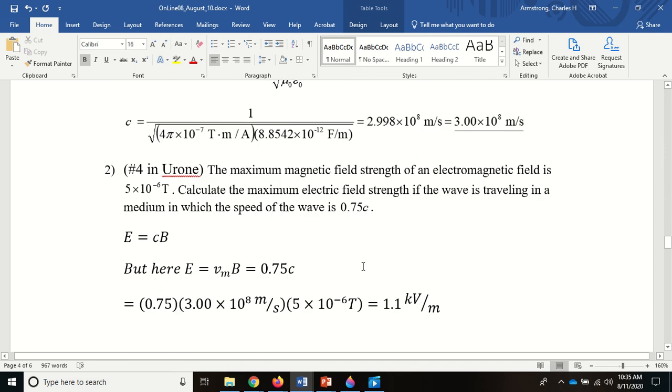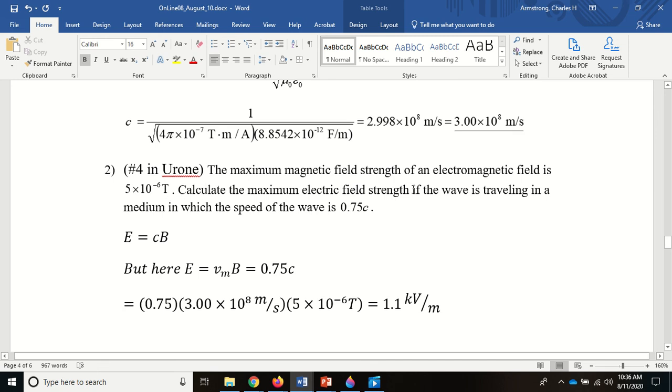Then another thing that I showed you. We had c equals E over B, which means that E is going to be equal to cB. It says the maximum magnetic field strength of an electromagnetic wave is 5 times 10 to the minus 6 Teslas. It's even less than the Earth's magnetic field.